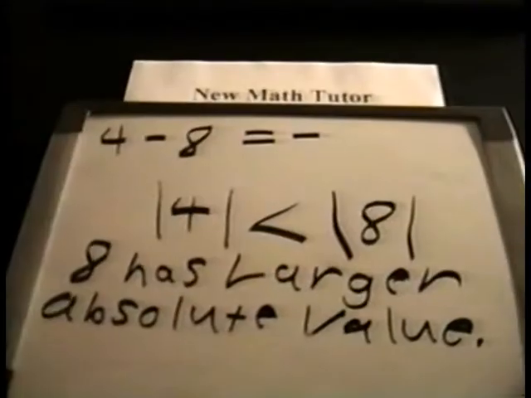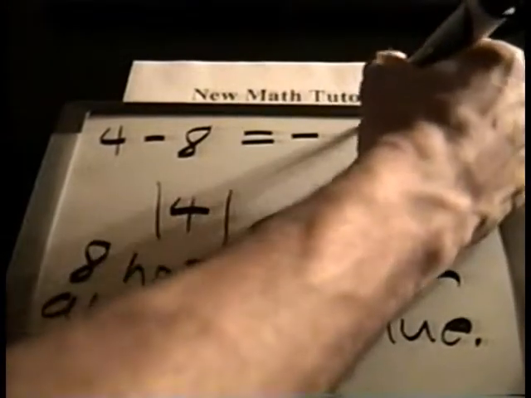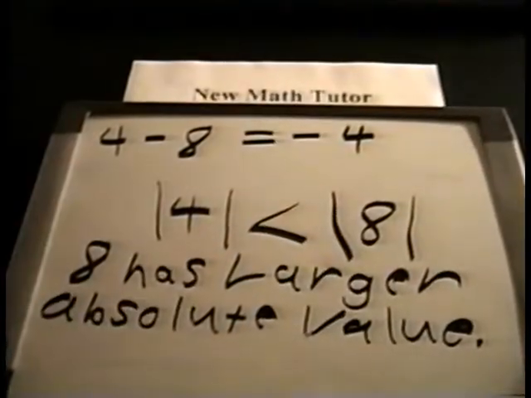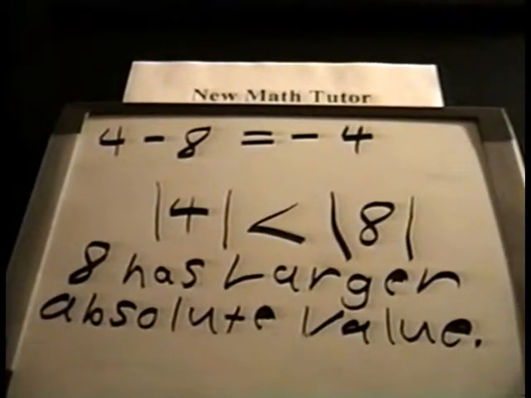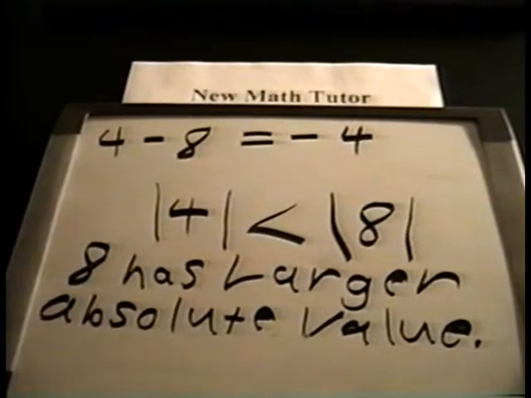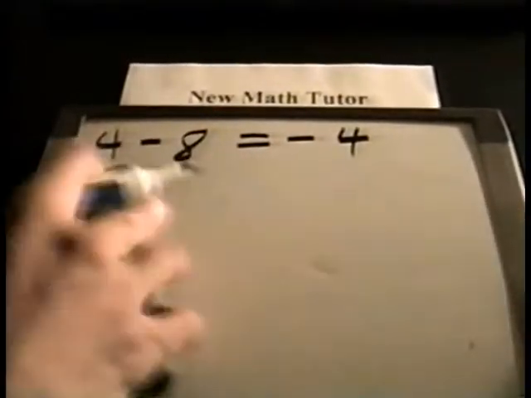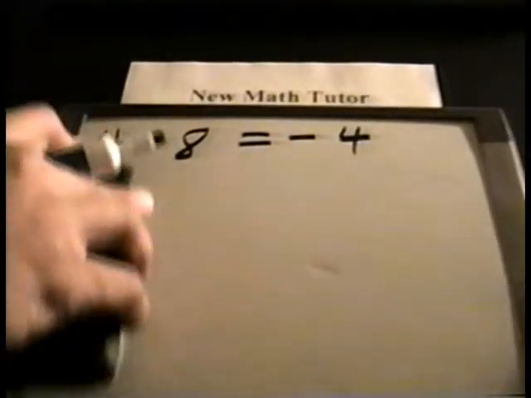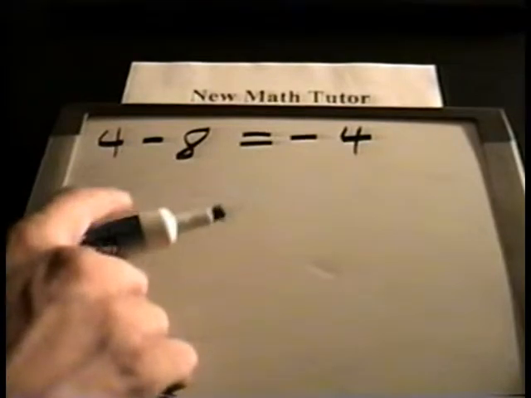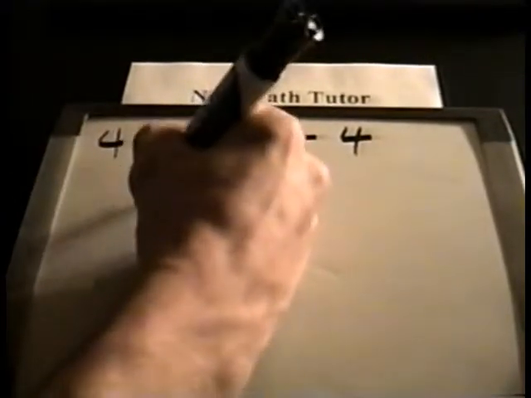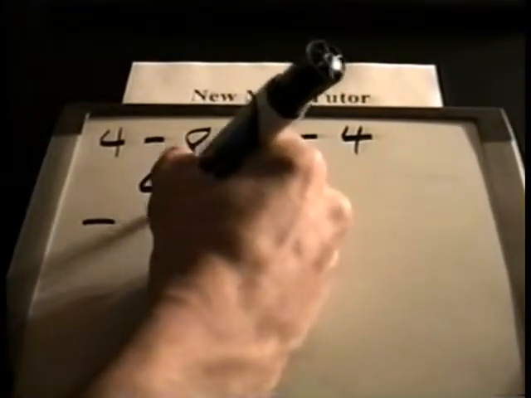The result of the difference between 8 and 4, which is 4. But here 8 has the largest absolute value. So therefore we have a negative sign attached to the result.